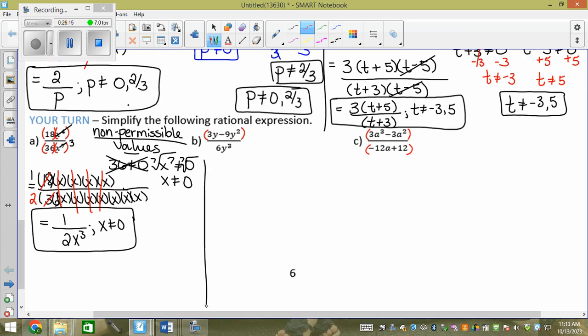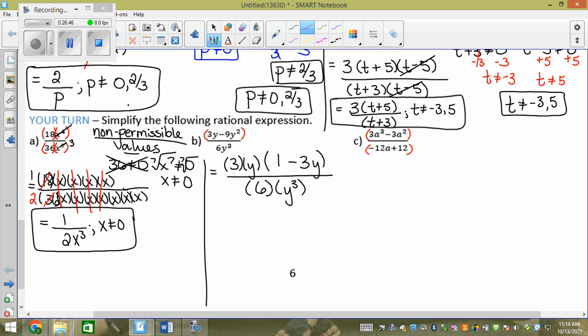B, what can I do to the numerator? Take out a 3y. I have an equal sign. Take out a 3 and a y. And then I'm left with 3y divided by 3y is 1. Minus 9 divided by 3 is 3. And then y squared divided by y is y. The bottom is a monomial, so I can go 6 and y cubed in its own brackets.